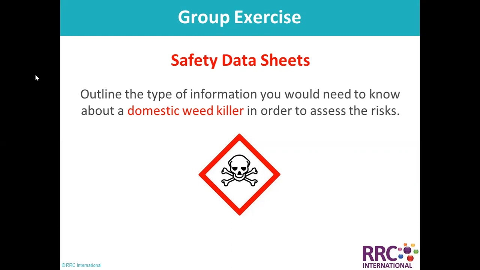Outline the type of information you would need to know about a domestic weed killer in order to assess the risk. I mean, just consider you are going to do a risk assessment of a domestic weed killer. How are you going to perform it? Of course, you have to find some information and then move on with the next steps. That is why it is asked, what type of information do you need to know about a domestic weed killer in order to assess the risk?